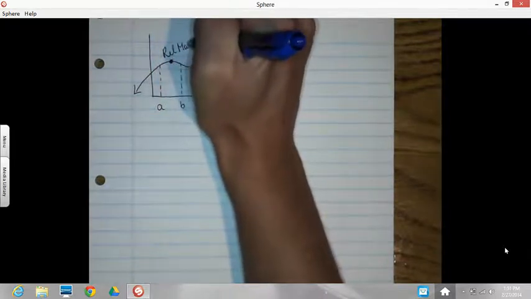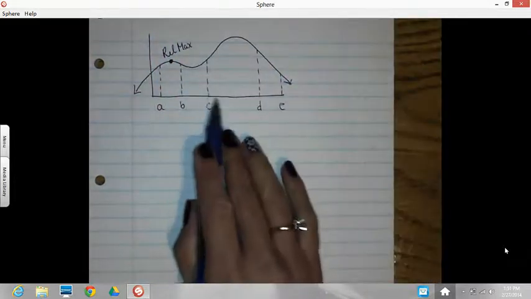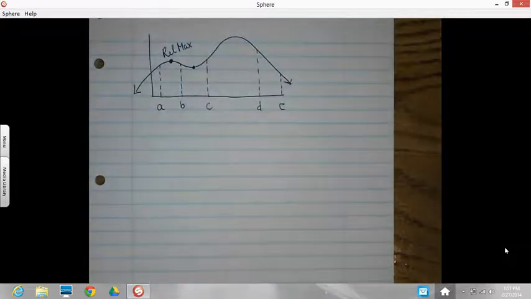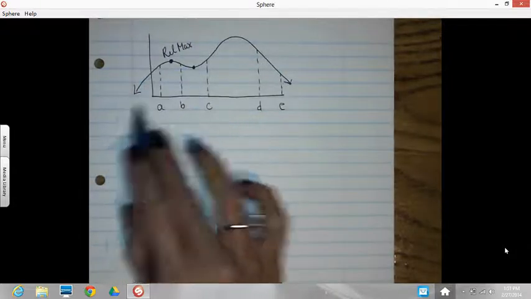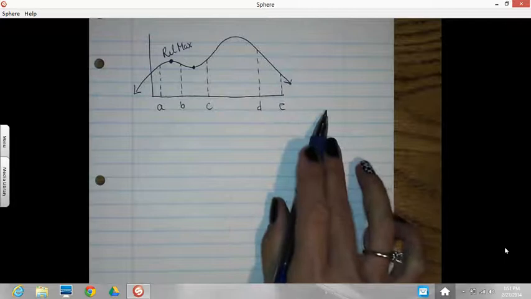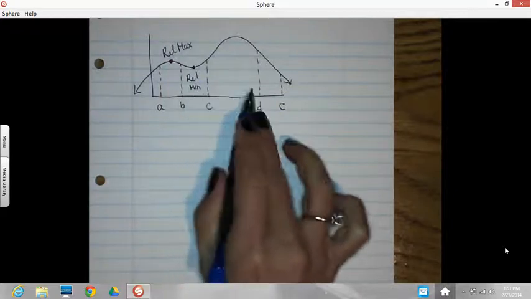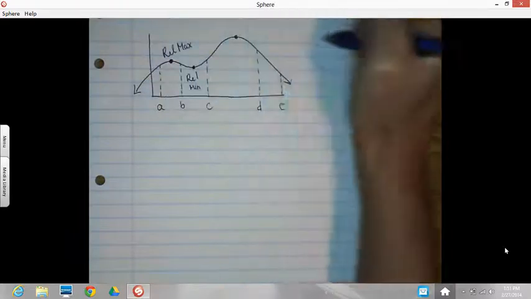From C to D, oh, I forgot this, B to C, I've got a relative min because I've got points that go lower than that on both edges here. So this is a relative min. It's a minimum in this given interval from B to C. In this interval from C to D, I've got a max. And because this is the highest point for the entire function, this is a global max or an absolute max, whichever one you want to call it.